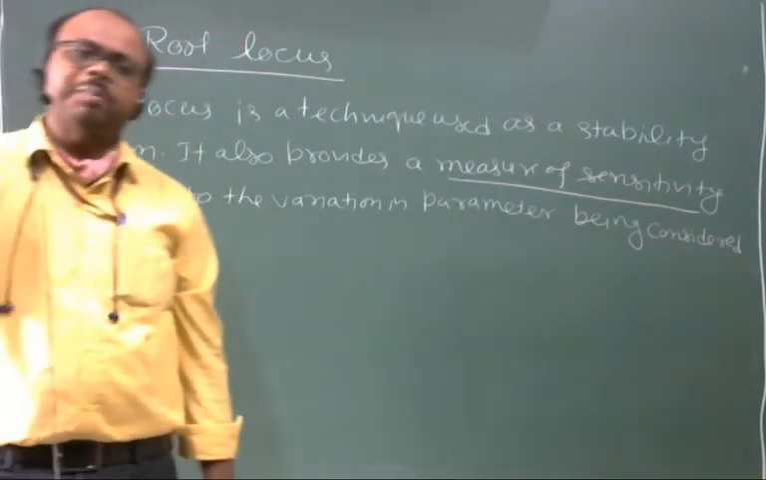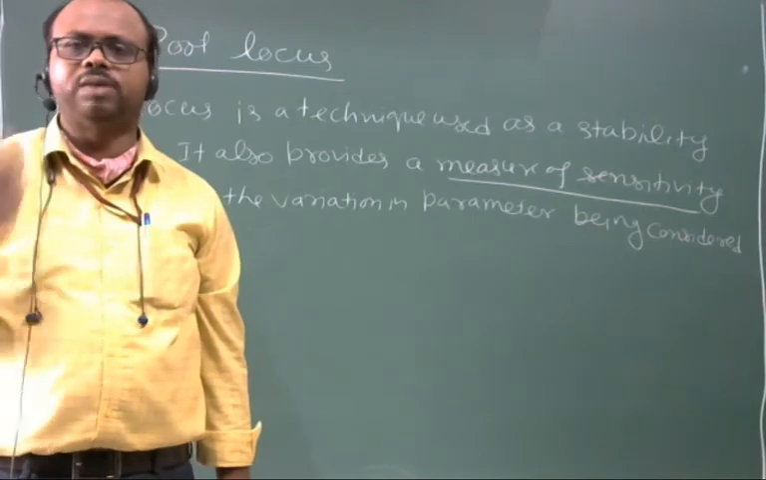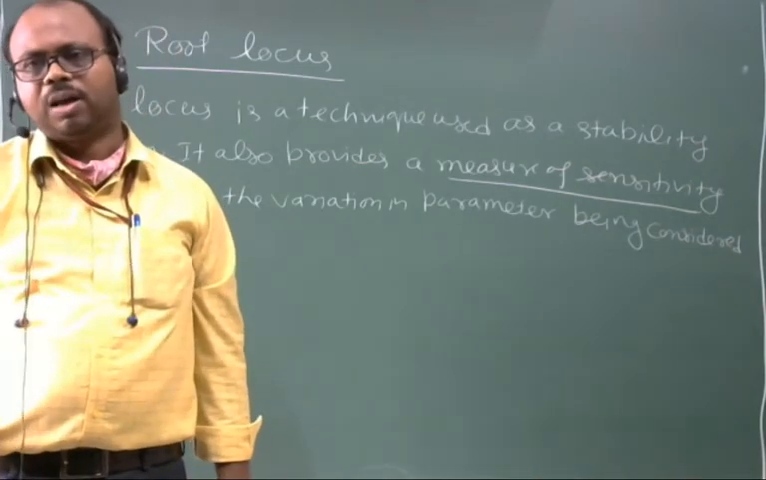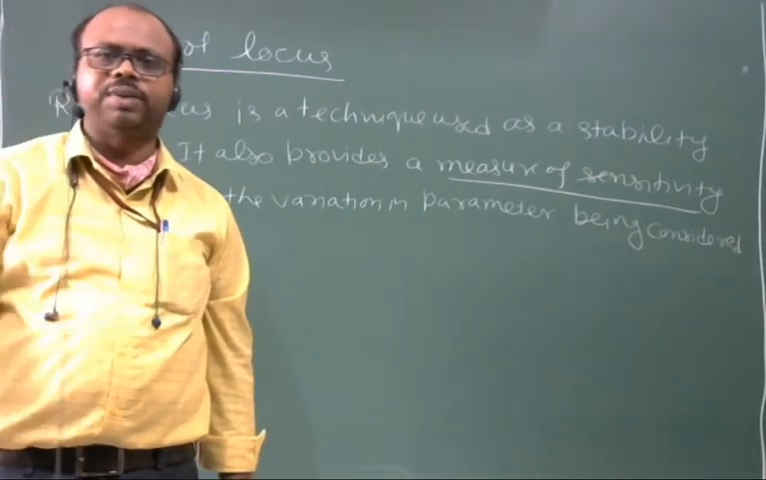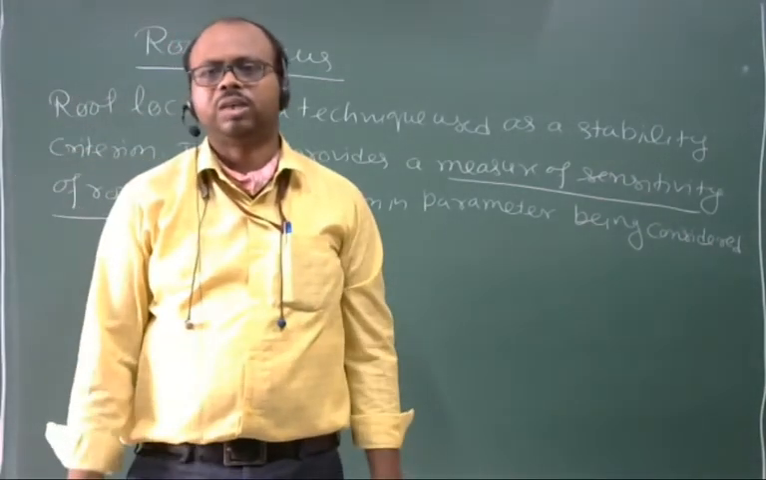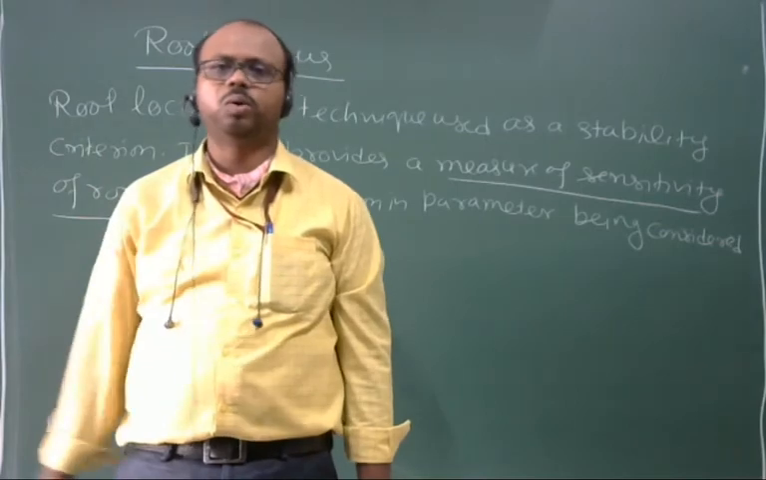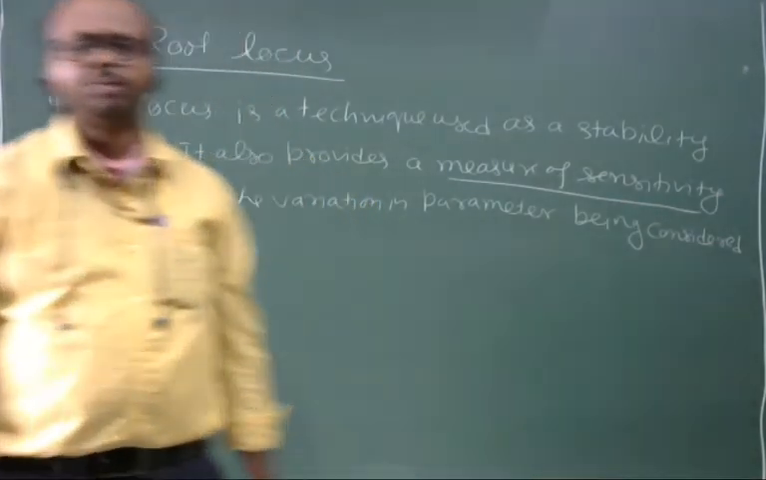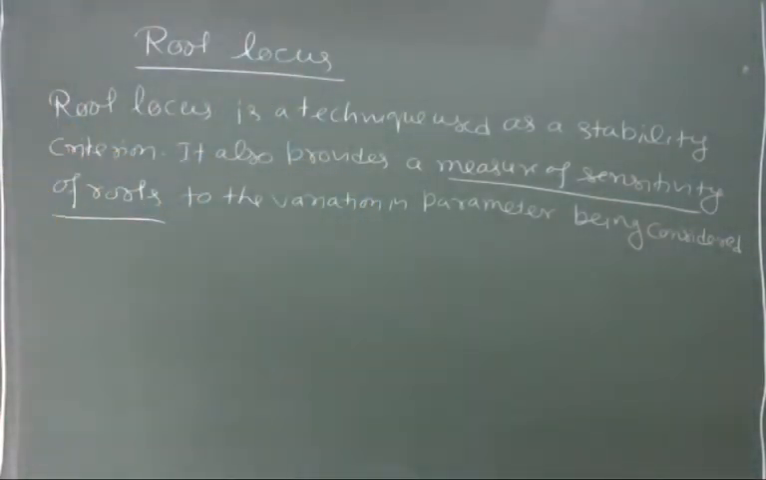किसी एक पैरामीटर के वैरी होने से आपका जो रूट्स की सेंसिटिविटी है वो कहां तक वैरी करती है, उसी का मेजर है आपका रूट लोकस, राइट? So the root locus is a technique used as a stability criteria. It also provides a measure of sensitivity of roots to the variation in parameter being considered.